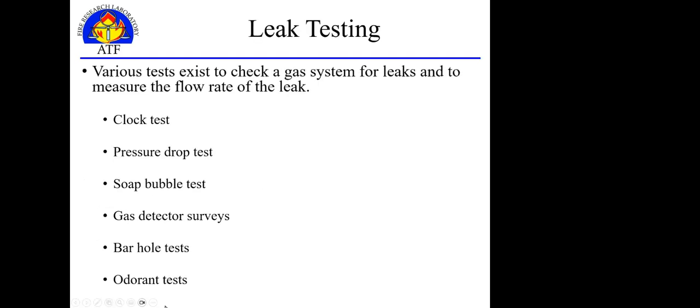So the different tests we can do, we've got a clock test, pressure drop, a soap bubble, gas detector surveys, bar hole tests, and odorant tests.